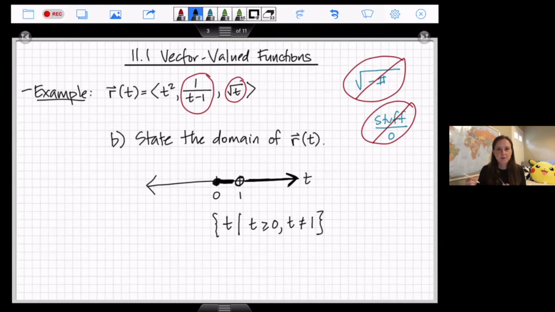Interval notation is perfectly acceptable. We'll say that t goes from 0 to 1, but not including 1. Remember, the square bracket means include it. It's the same as that filled in dot. And the parentheses on 1, let's see, means don't include 1. And then we say also, that's the U for union, 1 to infinity. All right, so either one of those are acceptable answers for domain.